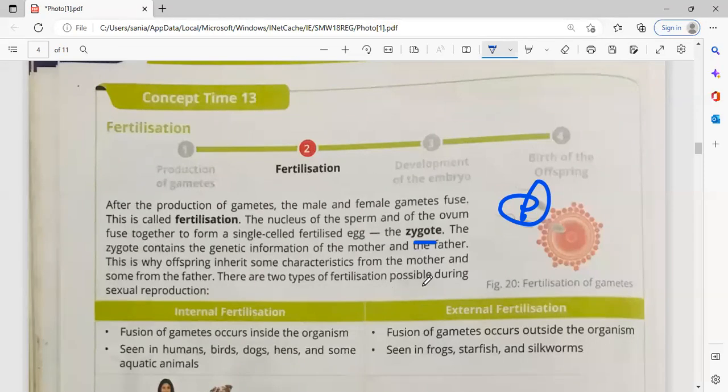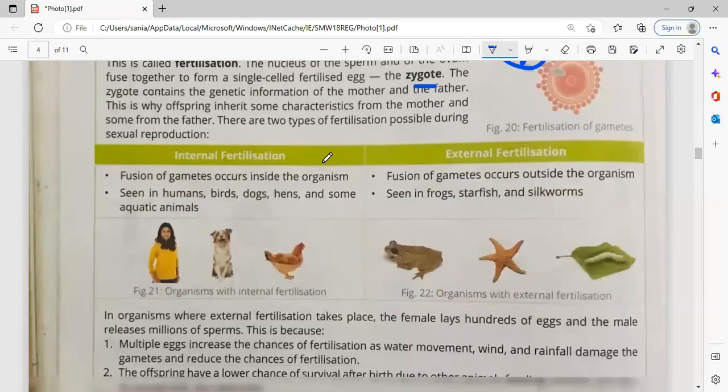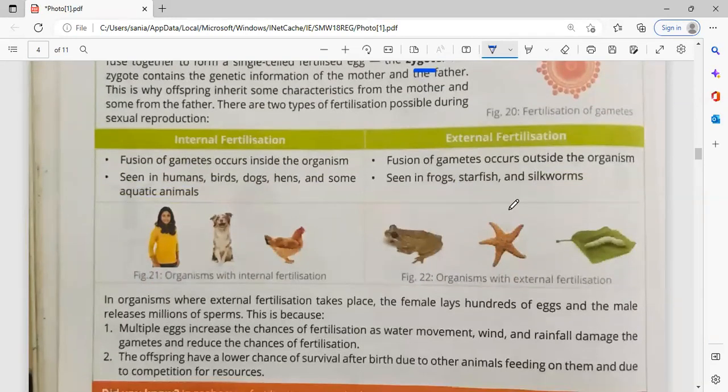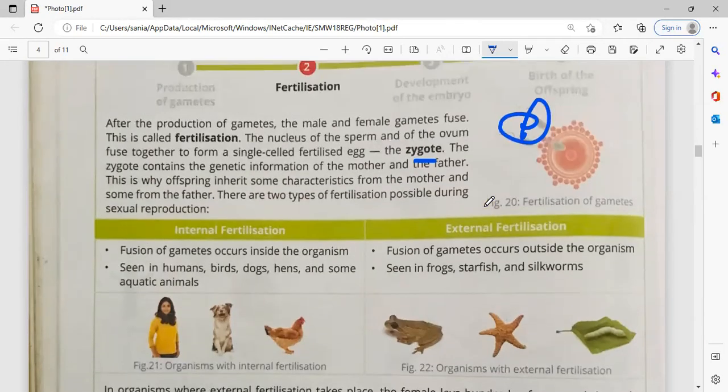There are two types of fertilization possible during sexual reproduction, one internal and one external. In internal fertilization, fusion of gametes occurs inside the organism, seen in humans, birds, dogs and hens. In external fertilization, fusion of gametes occurs outside the organism, seen in frogs, starfish and silkworms. So in some, the fusion takes place outside the body. Clear?